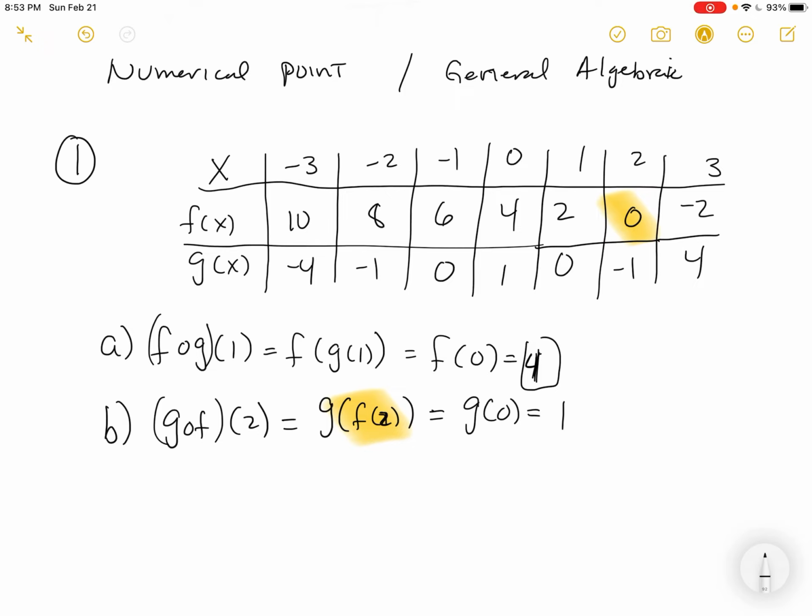So what was g of 1? G of 1 was 0 in that first problem. F of 0 was 4. Okay, I went down to the g of 0. G of 0 is 1. Right, so it's kind of fortuitous that I did that.